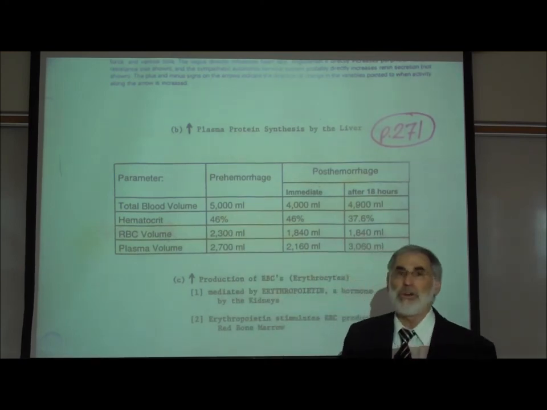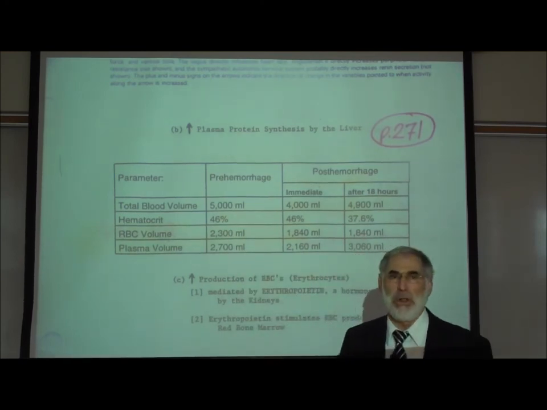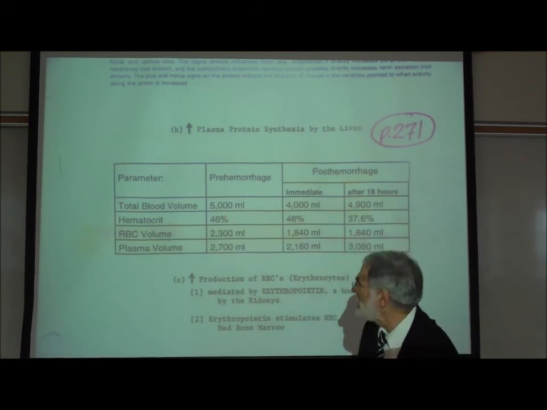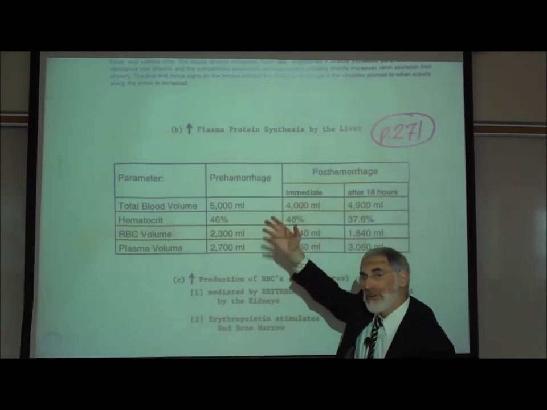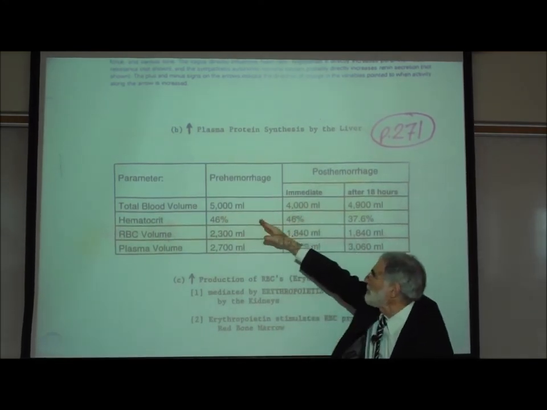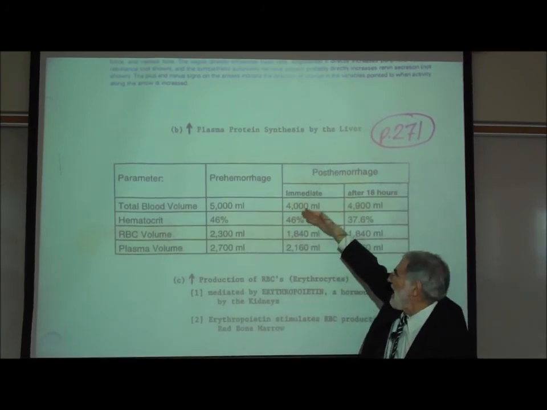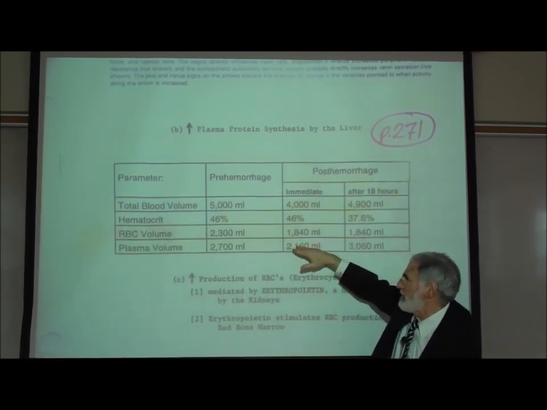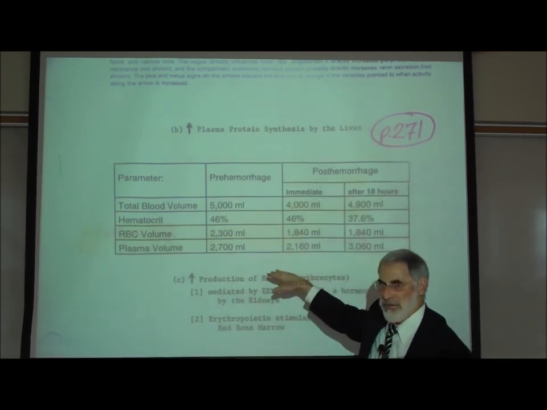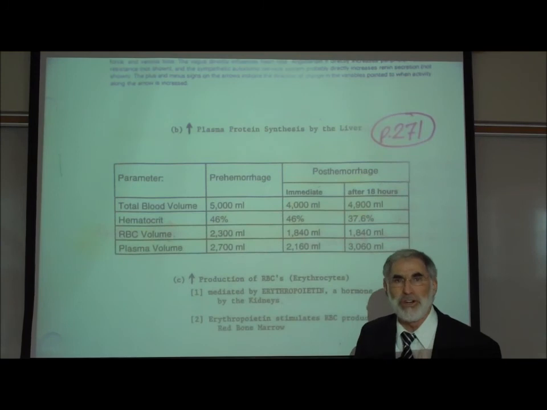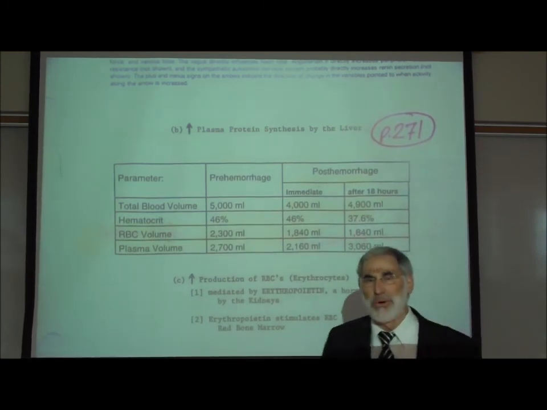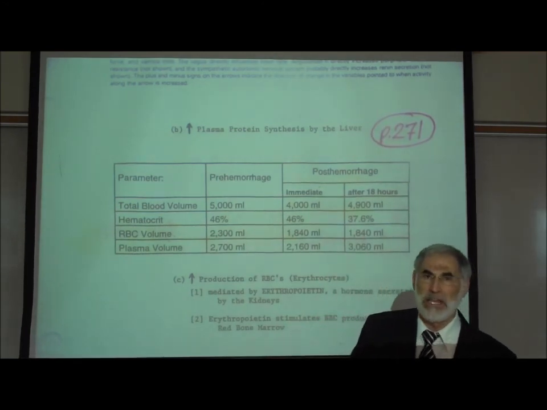In this study, you'll recall, they removed 1 liter of blood. That's about 20% blood volume loss. And so immediately after removing that 1 liter of blood, the volume of blood dropped from 5,000 to 4,000, and obviously a corresponding decrease in the red blood cell volume and plasma volume associated with that. They then remeasured these volumes 18 hours after the removal of 1 liter of blood.